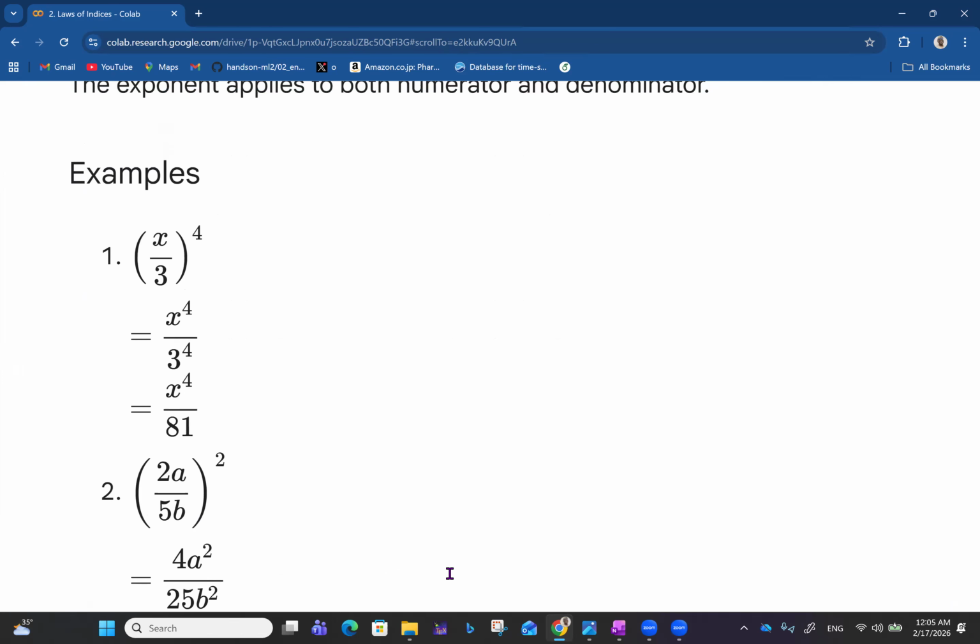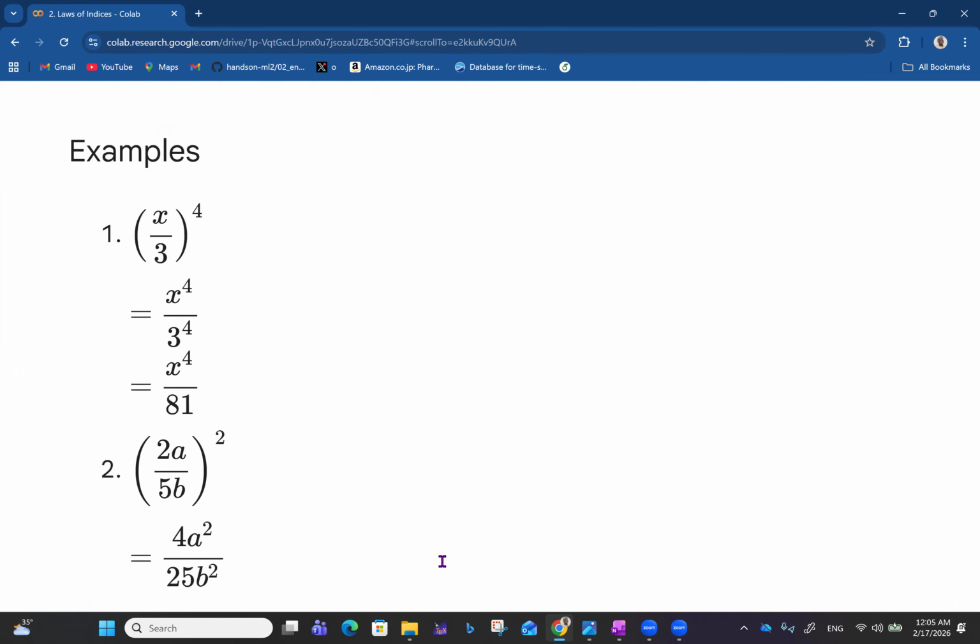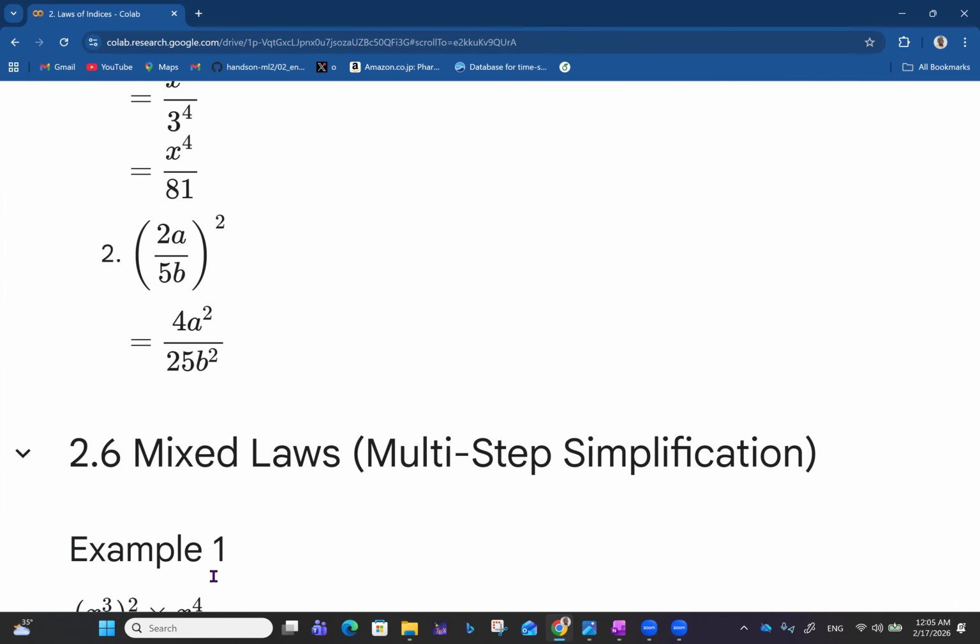So good examples: you have x over 3 raised power 4. So that's x raised power 4 all over 3 raised power 4. That's x raised power 4 over 81. Then you have 2a over 5b all raised power 2. That's 2a raised power 2, that's 4a squared. 5b raised power 2, that's 25b squared, like that.